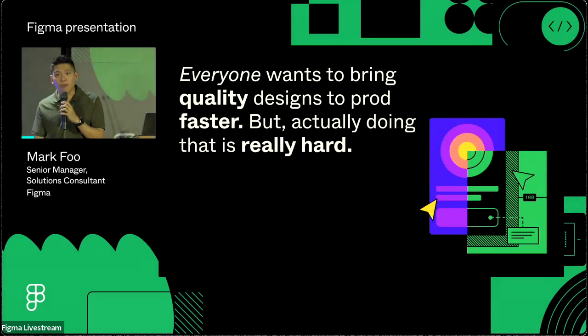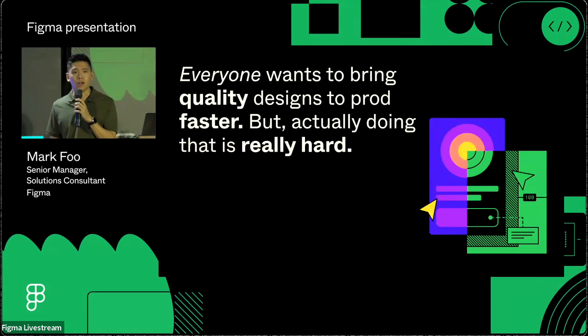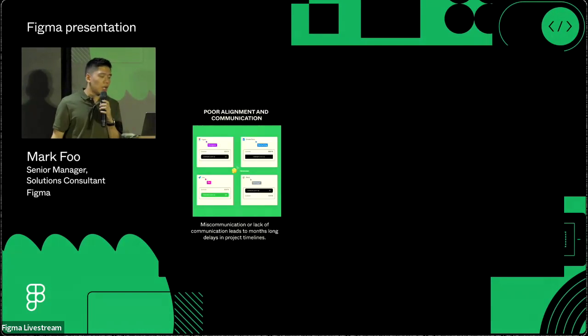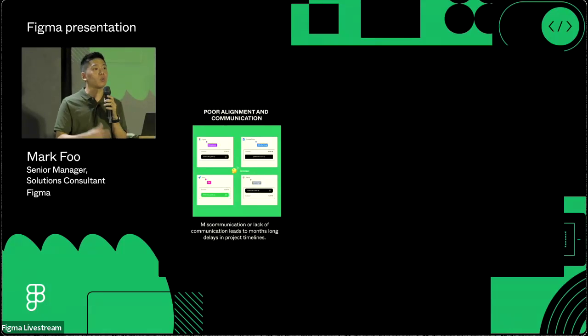We know that everyone wants to bring high quality designs to production fast, but it's often a struggle, and there's a number of different reasons for that. The first one is poor alignment and communication. Think about the work that you do today. Think about a situation, especially when you're going through a handoff process, where there was a misalignment, miscommunication, or maybe you agreed to something. By the time you got to doing it, actually you're working on the wrong version.